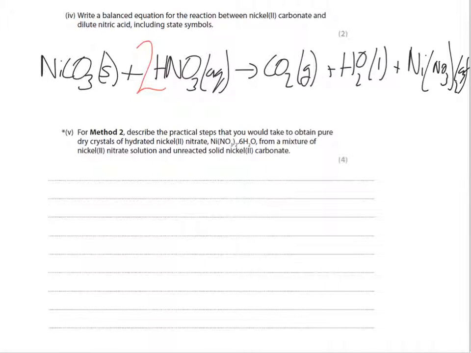Now, what the question asks for here is, how do you get a pure sample of dry crystals? It's important you would notice the word dry, from a mixture containing the unreacted solid nickel carbonate. Now, we said earlier, in order to remove the solid, you need to filter it out. And you're therefore left then with a solution of nickel nitrate. So, how do you get the crystals out of that solution? Well, you can heat it gently.